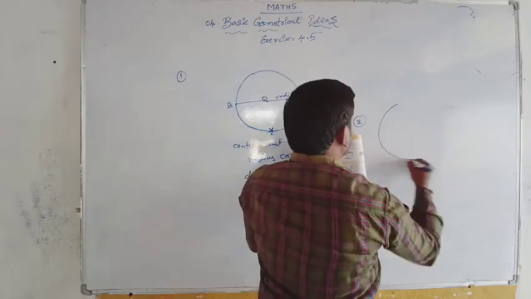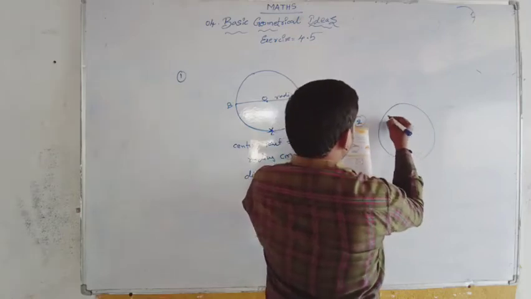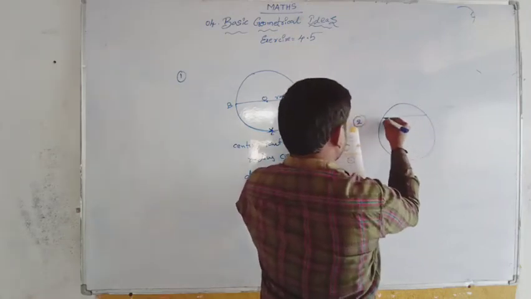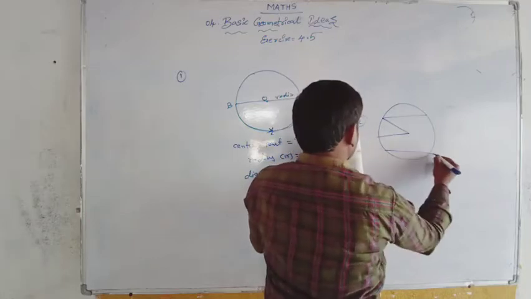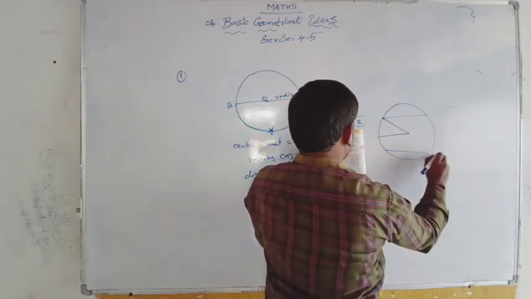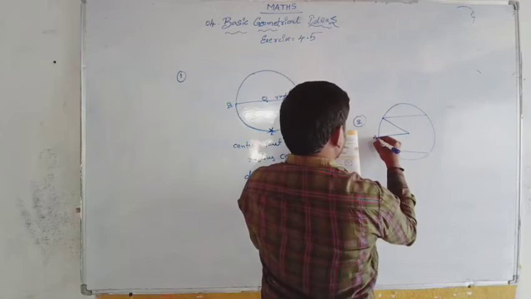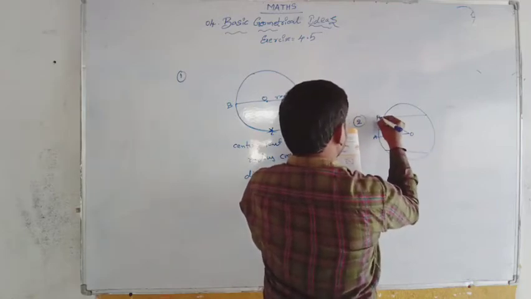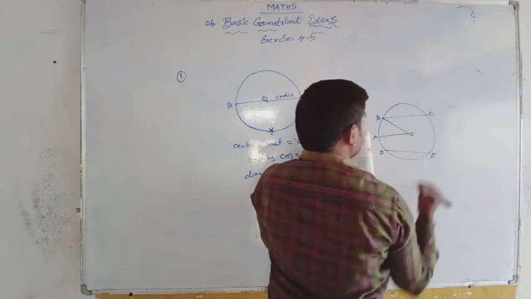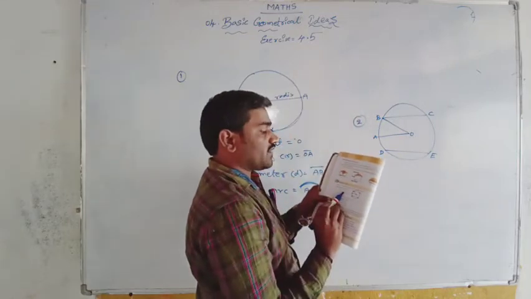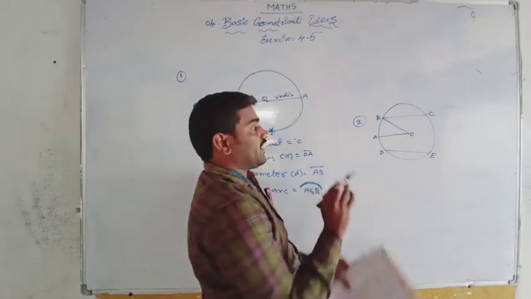So they have given one diagram actually. Okay, let me draw a diagram here first. A, O, B, C, D and E. See that? Shade the region in the circle. We have to shade it.